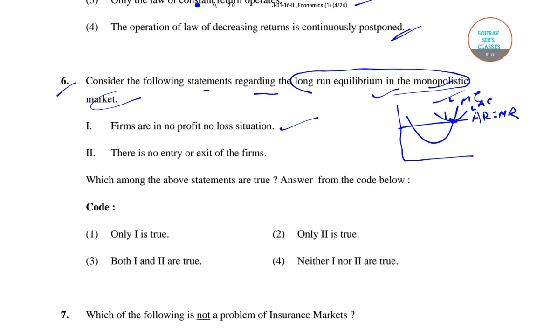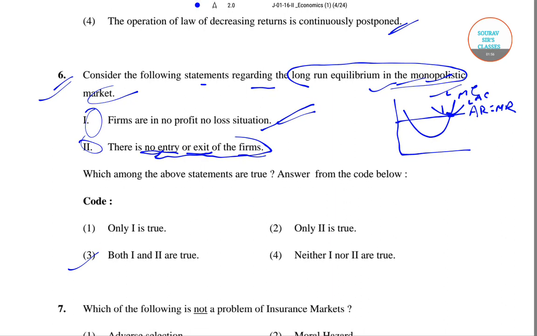Similarly, in monopolistic competition, they follow the same assumption, that there is no profit or loss situation in the long run. And second, there is no entry or exit of firms in the long run. So we know both of them are right. So for question number 6 the right answer is option 3.